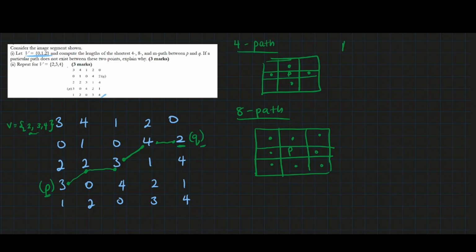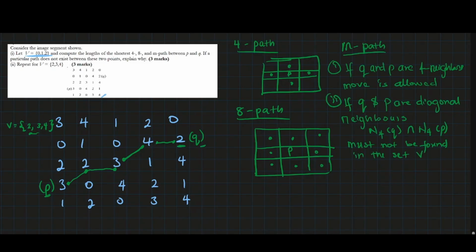Now for M adjacency, this one is the M path. This one is a bit tricky. The M path has a few rules. All 4 neighbor moves are allowed, so if you want to make a north, south, east, west movement, it is allowed as long as the value you're moving to is in the set V. However, if you want to make a diagonal move, the common 4 neighbors of the pixel you are at and the pixel you're moving to should not be found in set V. So enough talk, let me just show you what it means.